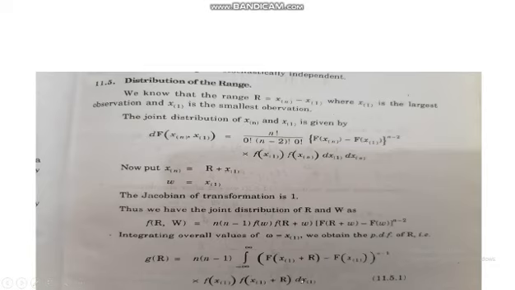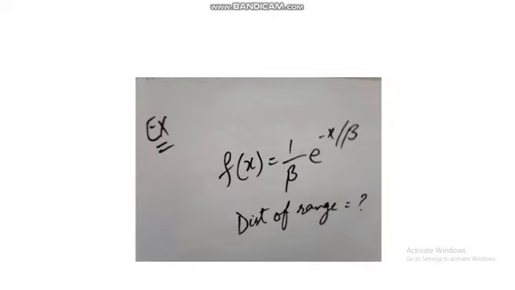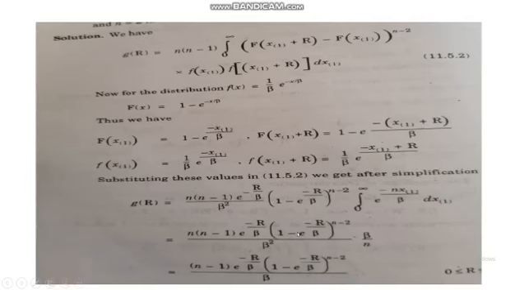When we solve it, since its solution is not an easy task, we will have this particular formula with us, and by using this formula in any situation, we are able to find out the density of the range in ordered statistics. For this purpose, we have an example, and in the example we have been given a density, small f of x, which is 1 over beta raised to the power minus x over beta, and we need to find the distribution of the range.